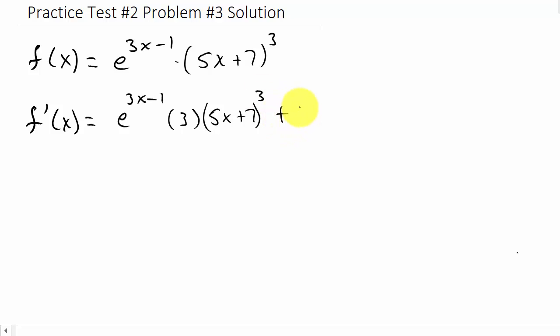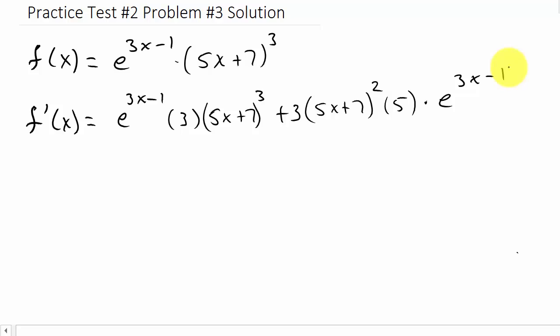Then plus the derivative of the second function. To take the derivative of this, we'll need to use the chain rule. So remember, bring the 3 down, 5x plus 7, subtract 1 from the exponent, so that'll be 2. Then it's times the derivative of what's inside the parentheses. The derivative of 5x is 5, and the derivative of 7 is 0. So this is the derivative of the second function, and then that's times the first function, e to the 3x minus 1.